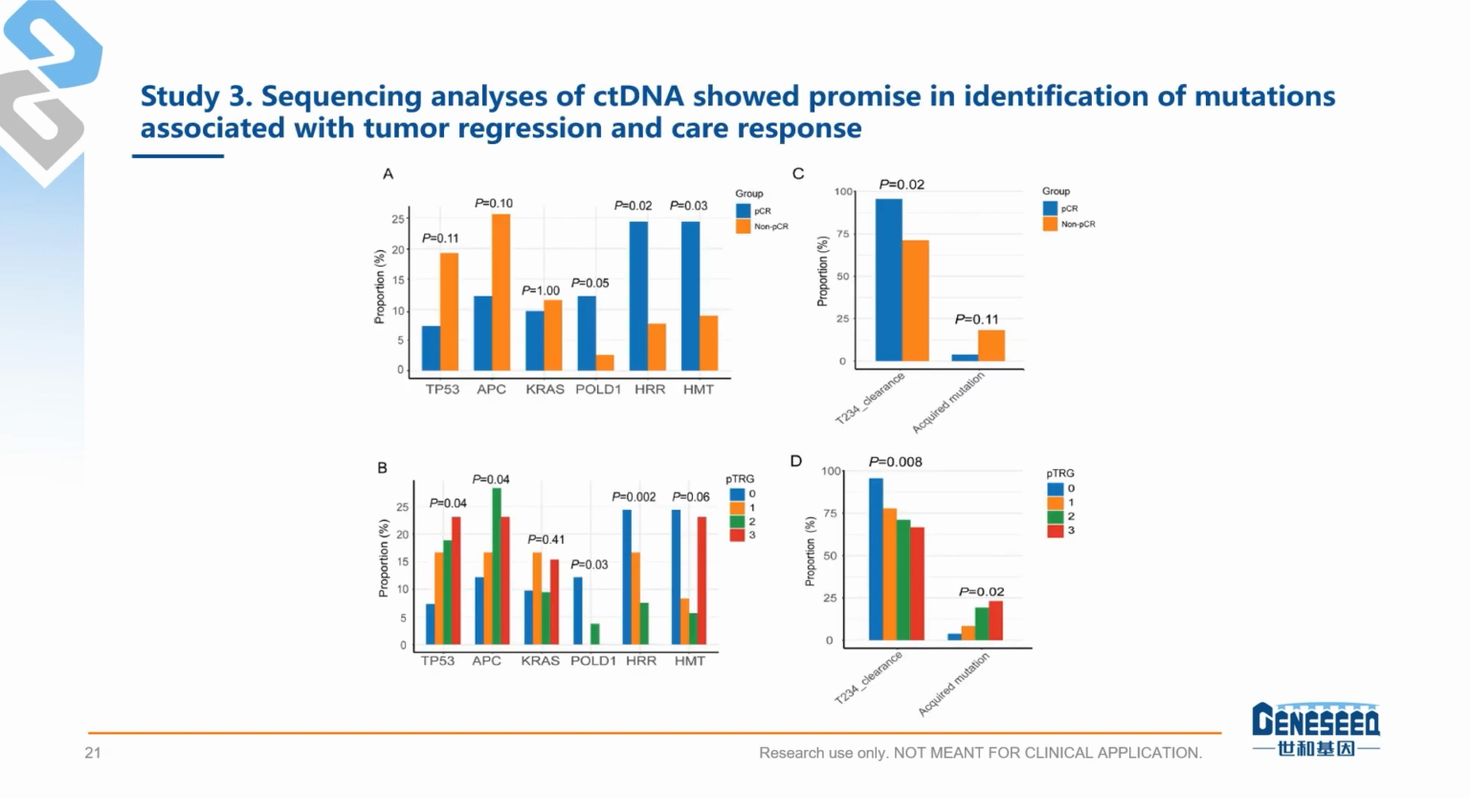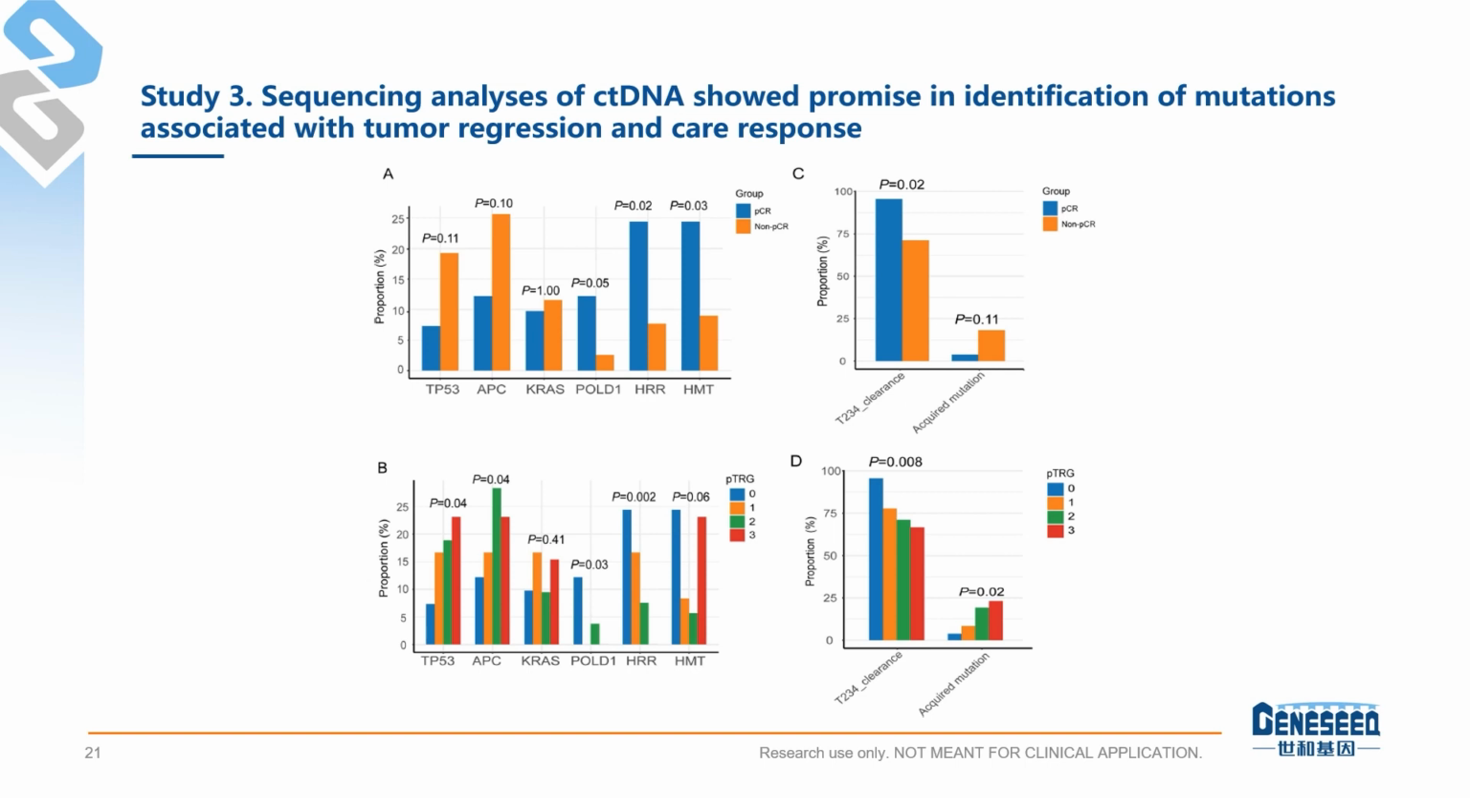To start with, we divided the groups based on response versus non-response to the neoadjuvant chemoradiotherapy. And what we found was that in genes TP53 and APC, there was a high proportion of mutations in the non-response group versus the response group. On the other hand, in pathways HRR and HMT, there was a significantly higher proportion of mutations in the response group versus the non-response group.